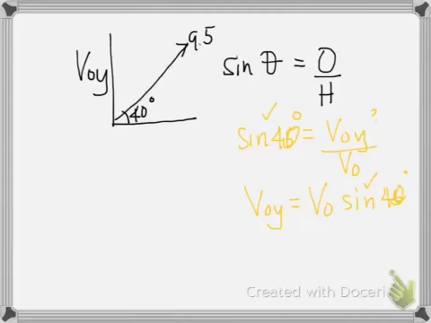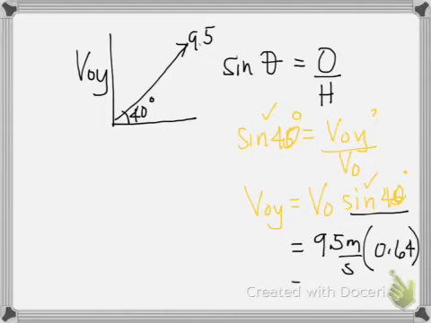And if you plug this in your calculator, 9.5 meters per second times the sine of 40 will give you a value of 0.64. Carrying two significant figures, that will give you 6.1 meters per second. So that's the value of your VOY.